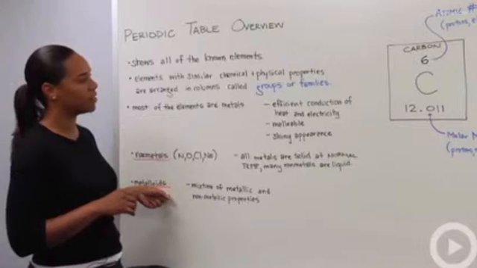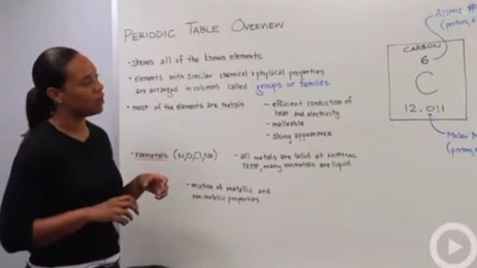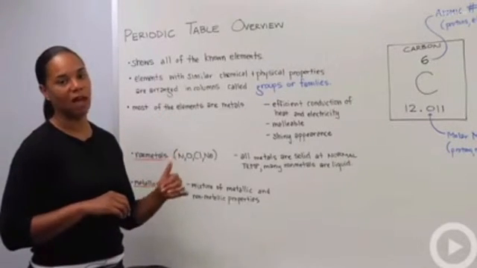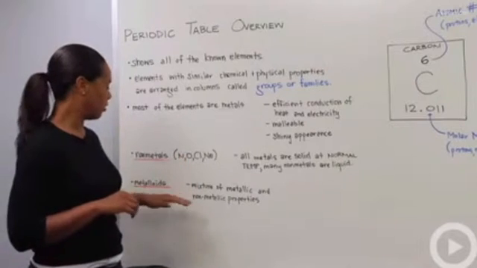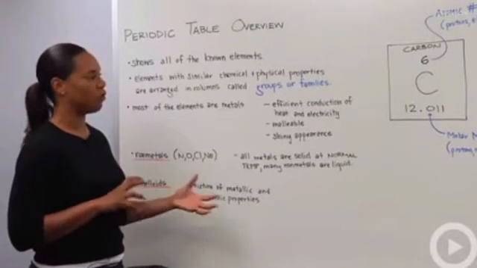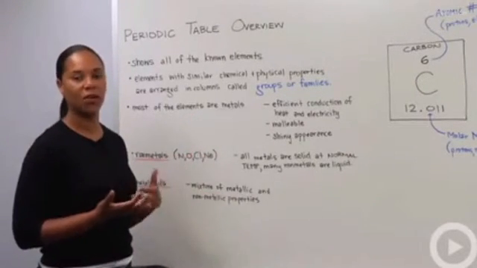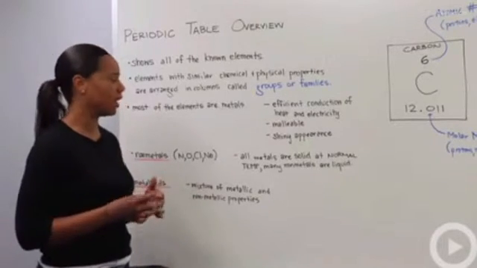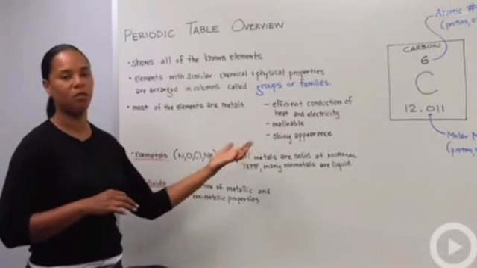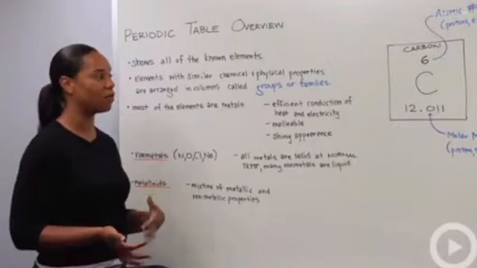Then we also have this small portion of elements which kind of ride the line between metals and nonmetals. They're displayed in orange, and those guys are called metalloids or semi-metals. They have properties of both metals and nonmetals.